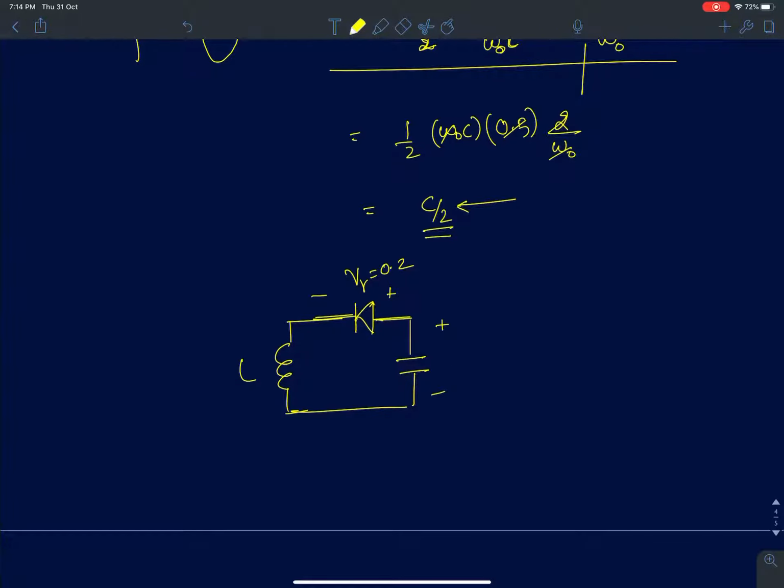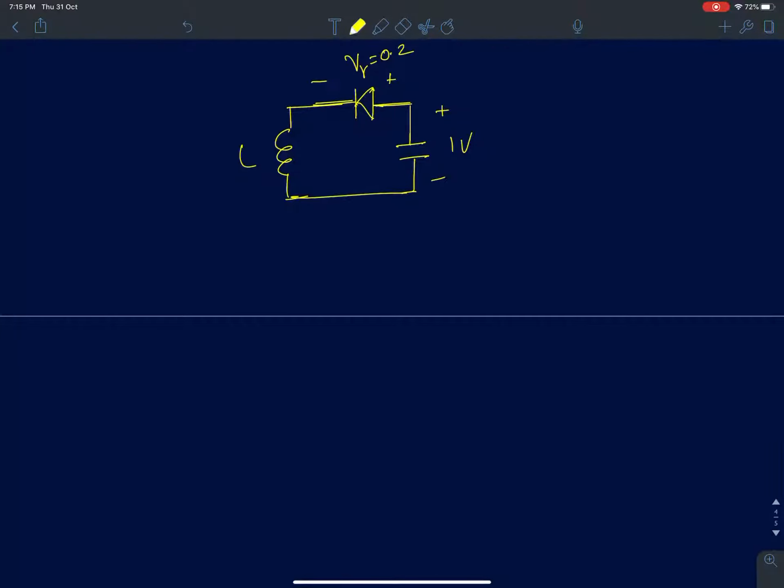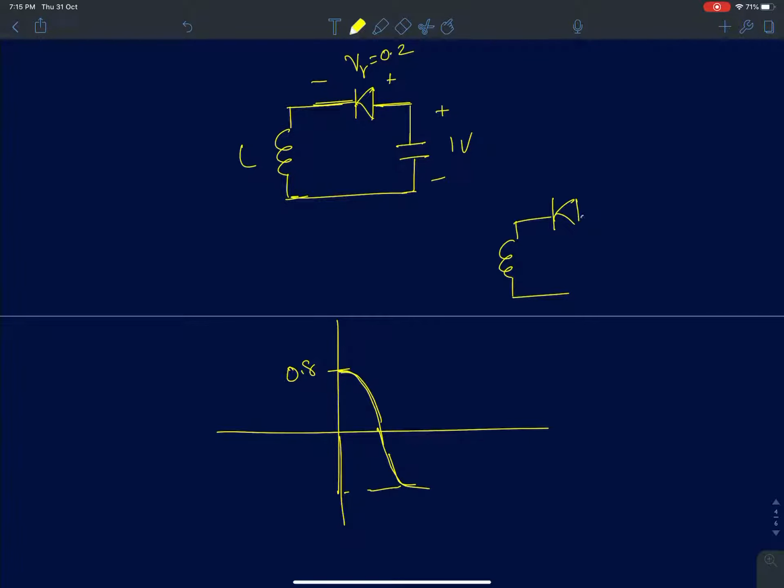and I start from 1 volt, then we know that in the positive half cycle the voltage across the inductor is going to be 0.8 volts. I mean, this is 1, and the inductor voltage is going to go from plus 0.8 to 0 and then 0 to minus 0.8. So when the inductor voltage goes to minus 0.8, you will drop 0.2 volts across the diode, so the voltage across the capacitor is going to be minus 0.6.